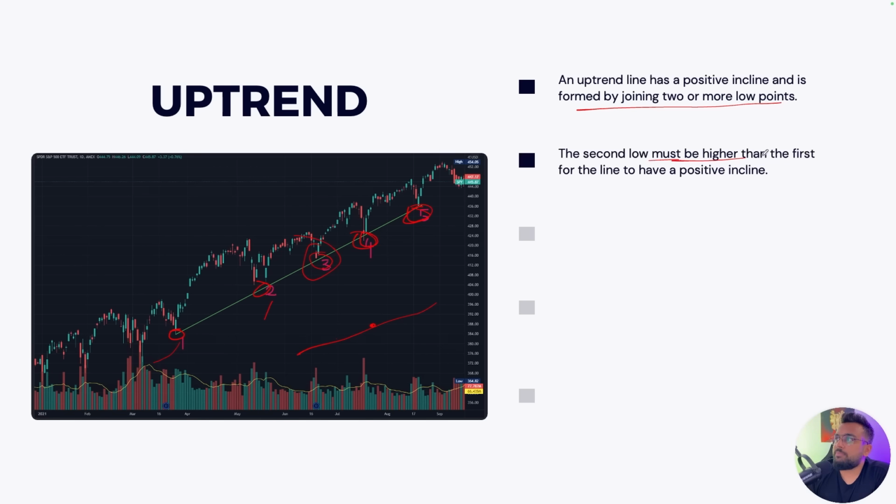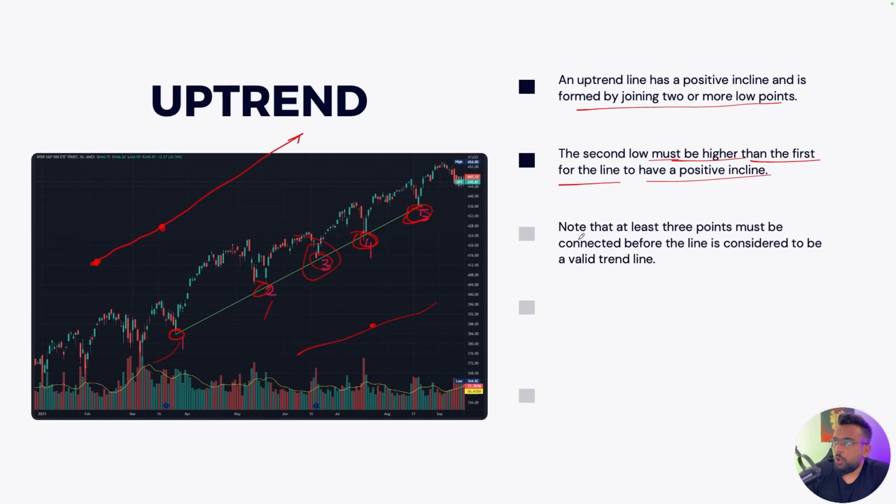The second low must be higher than the first one for the stock to have a positive incline. This is just common sense. If the first one is here, you need to connect it. If the second one is down, you can't have a positive incline, right? So it has to be higher. Note that at least 3 points must be connected before the line is considered a valid trend line. You need a third respected point like this one, so that the fourth time it can bounce like it did, and the fifth one it can bounce like it did.